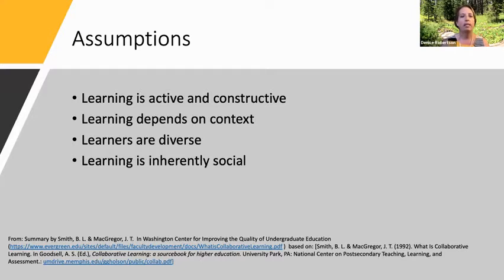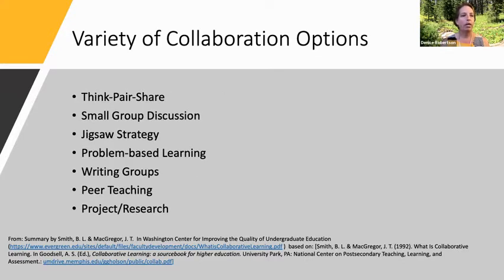And then the last piece is that learning is inherently social. It's one of those things that if we can interact and talk to people, things tend to stick better. And so this is the type of learning that helps us and helps our students to do that. As I mentioned, there are a lot of options for collaborative learning. We are not going to talk about all of these, but if you want more information on any of them, you can look at these publications or certainly reach out to us at the CTL, and we are happy to talk more about them. Think, pair, share.